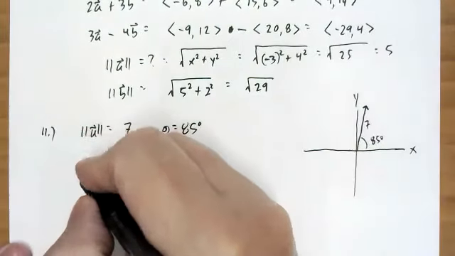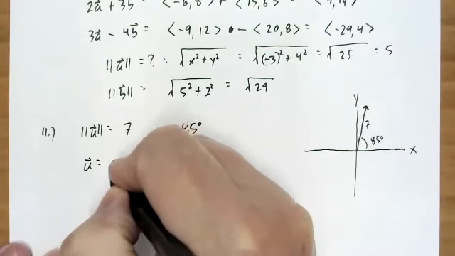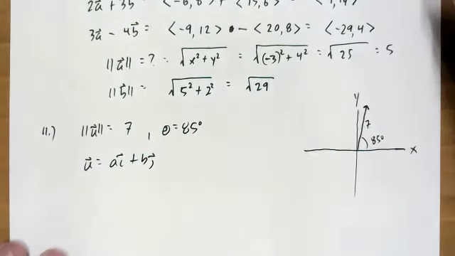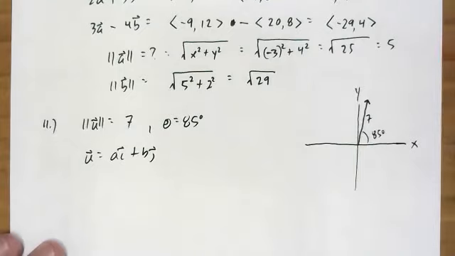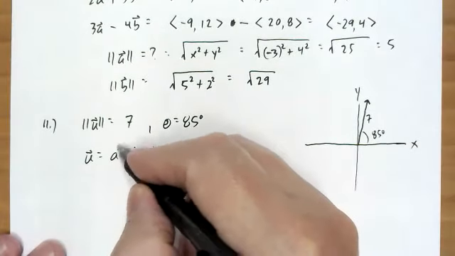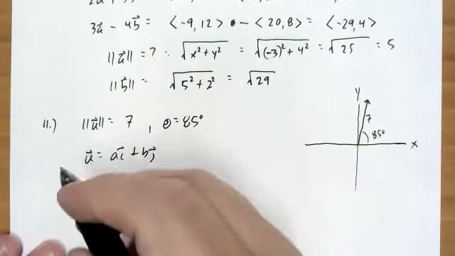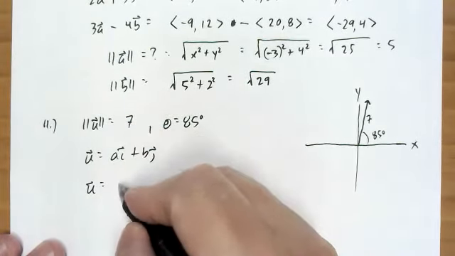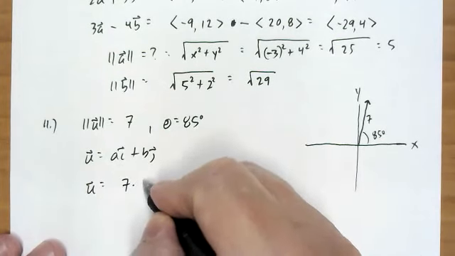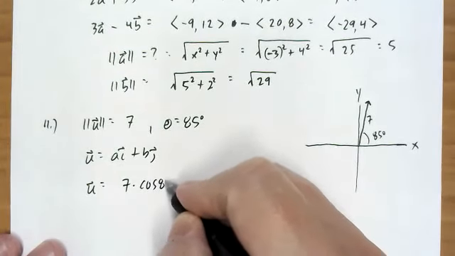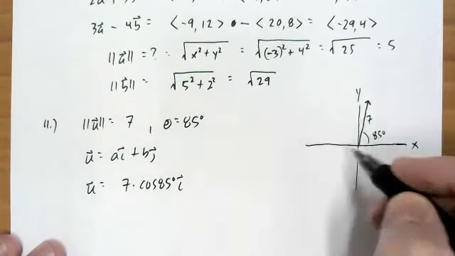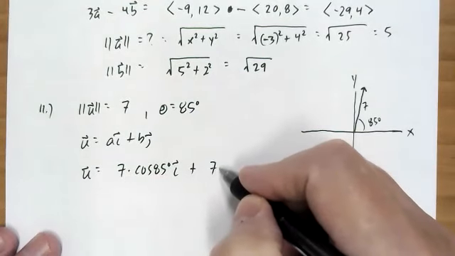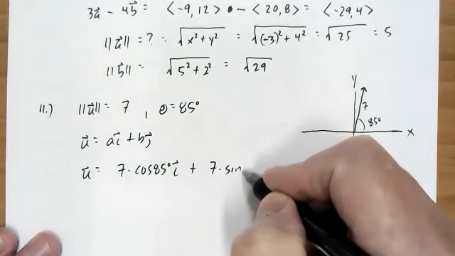Now I want to convert this to ij. It's very simple. We have a couple of formulas. The i part, you simply take the magnitude of the vector times the cosine of the angle. And then the j part, you take the magnitude of the vector times the sine of the angle.